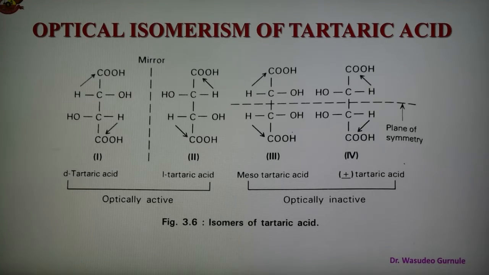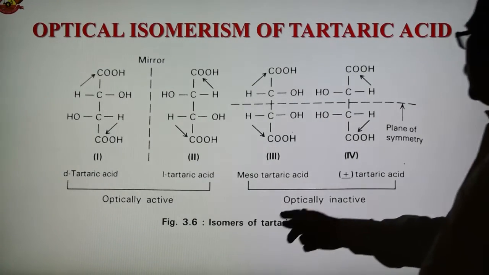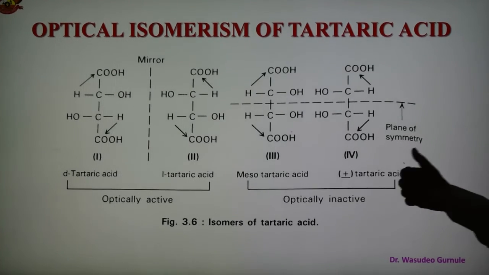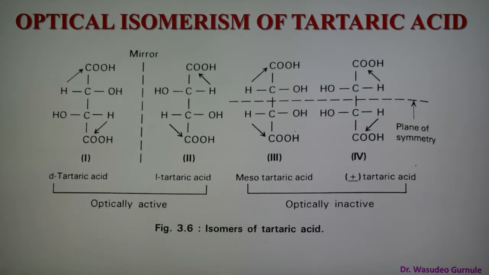So tartaric acid shows 4 isomers, known as optical isomers, dextrorotatory, levorotatory, and others, 4 different forms. First is D, dextro tartaric acid, L for levo tartaric acid, the third one is meso tartaric acid, and the fourth one is DL, that is plus-minus tartaric acid. The first 2 are optically active and the other 2 are optically inactive. So there are 4 forms of tartaric acid: 2 forms are optically active and 2 forms are optically inactive.